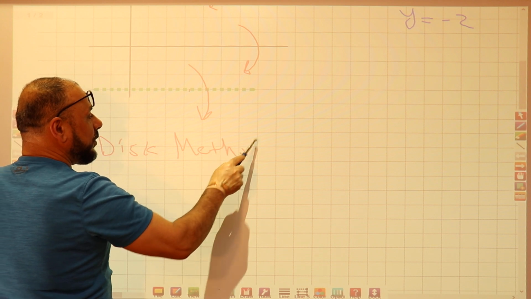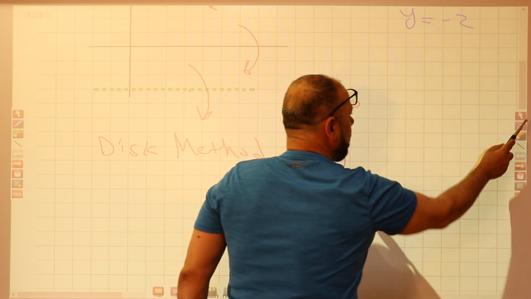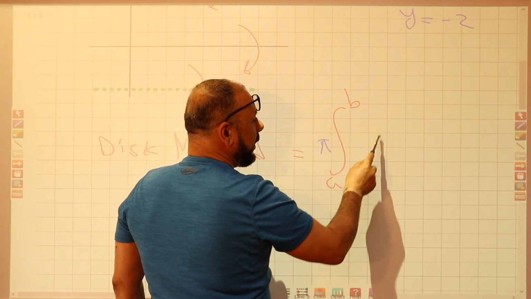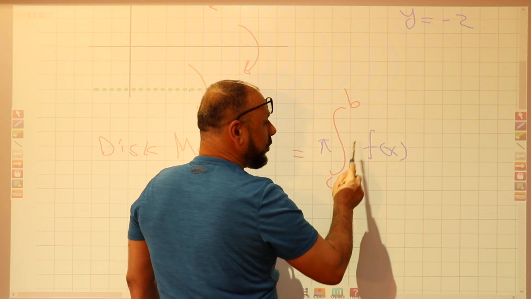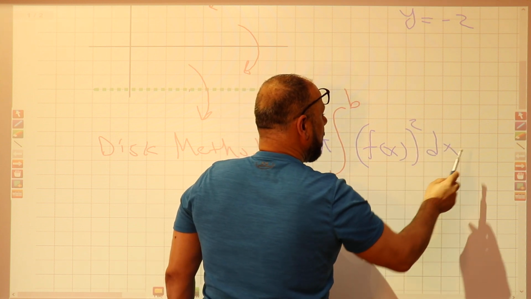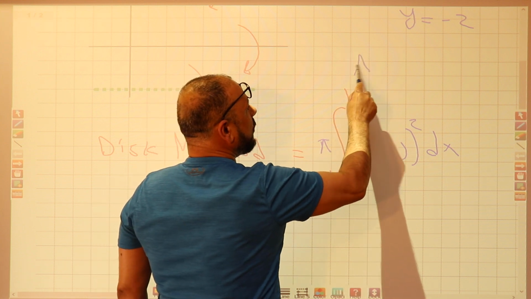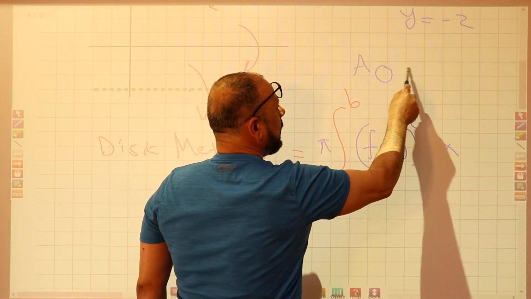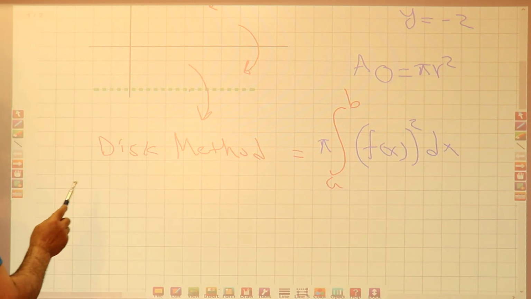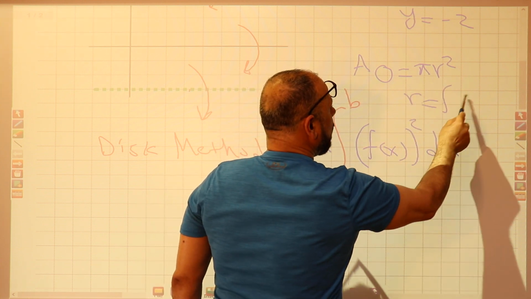The rule for this, when we revolve around from a to b, is pi, you can put pi outside, and the area, we take a small disk like small circles, integral of f(x) squared dx. Where does this come from? This comes from the area of the circle, equal pi r squared. Look here. The r here is my function. R equals my function f of x.